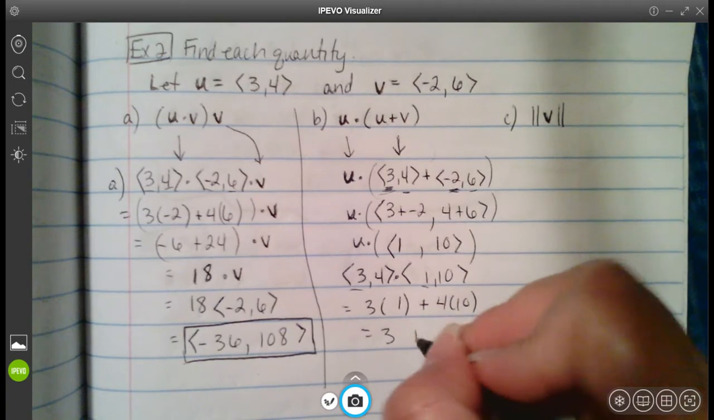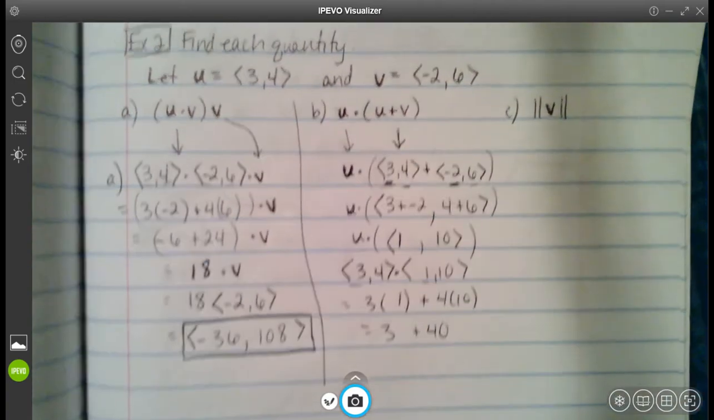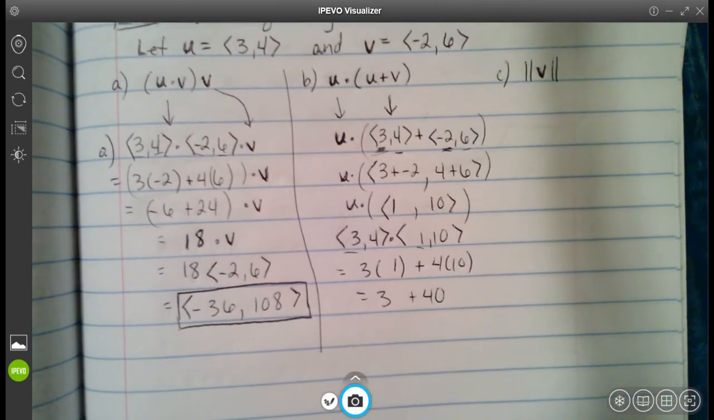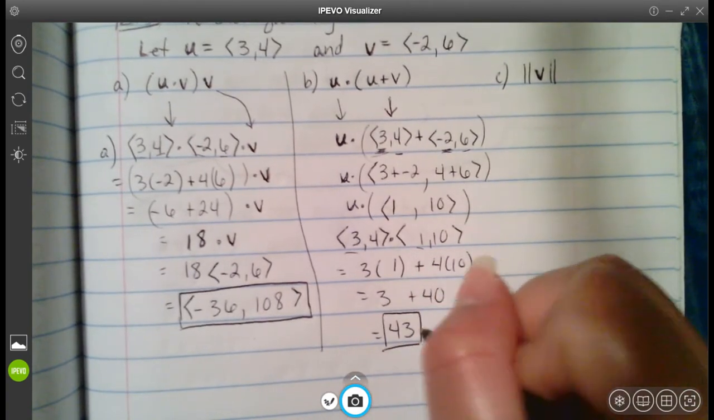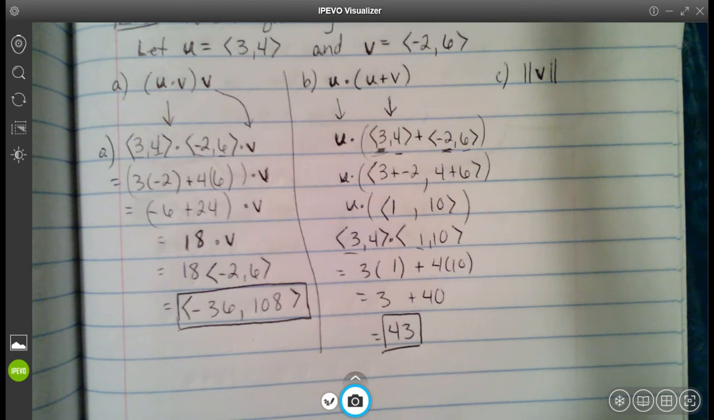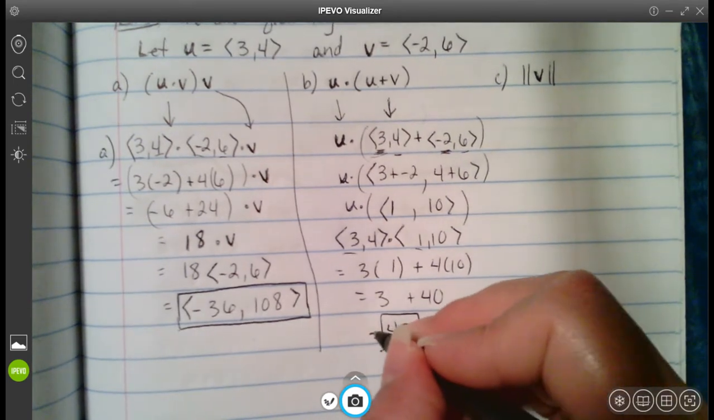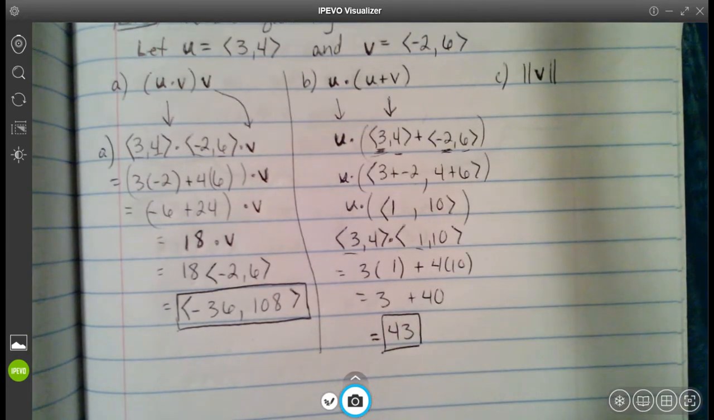which is 3 plus 40, okay? And 3 plus 40 is equal to 43. And you will notice at this point that we have a scalar, yeah? So it's no longer a vector. Interesting, interesting. Okay. All right.